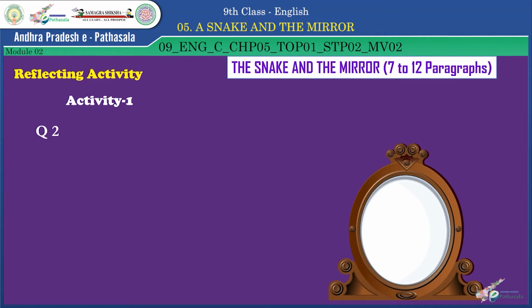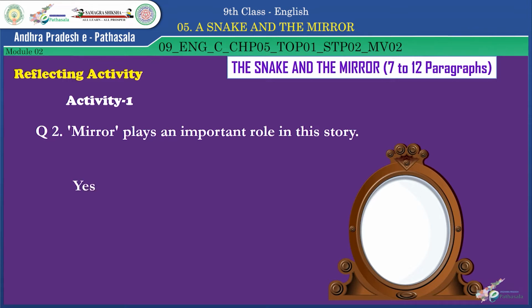Now, children, question number 2. Mirror plays an important role in this story. It is a yes or no question. You have to say whether this statement is right or wrong. If it is right, say yes, otherwise, no. Yeah, children, you know that mirror plays an important role in this story, so it is yes. You're right, my dear children.